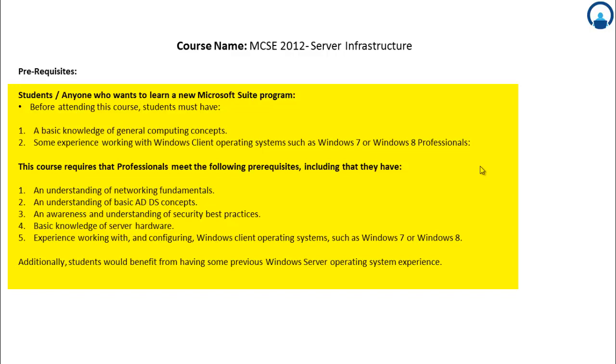Before attending this course, students must have first, a basic knowledge of general computing concepts. Second, some experience working with Windows client operating systems such as Windows 7 or Windows 8.